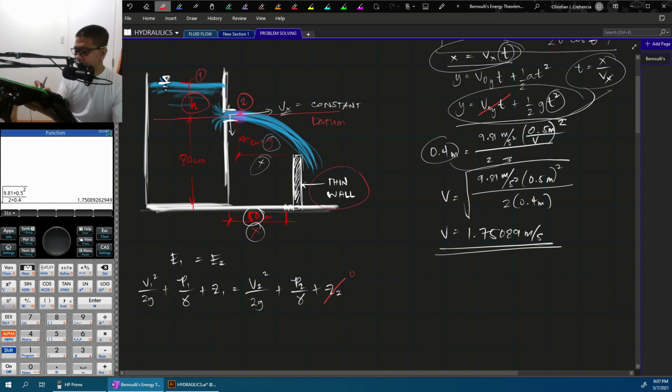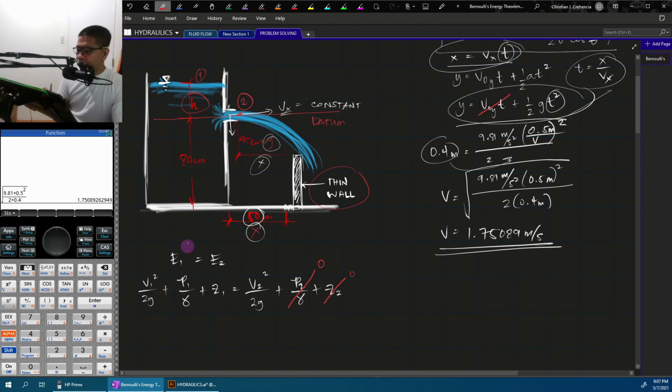And point 2, we consider it as the one that has exited the short pipe. Then, the pressure at that point, since we are exposed to the atmosphere, only the gauge pressure is considered here when it comes to the flow. Okay? So, this is 0 as well. So, our pressure is 0, because we are exposed to the atmosphere, so gauge pressure is 0.